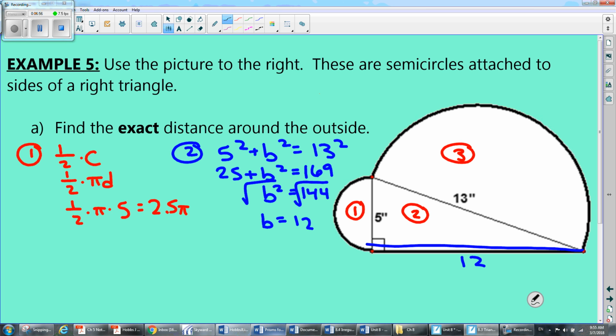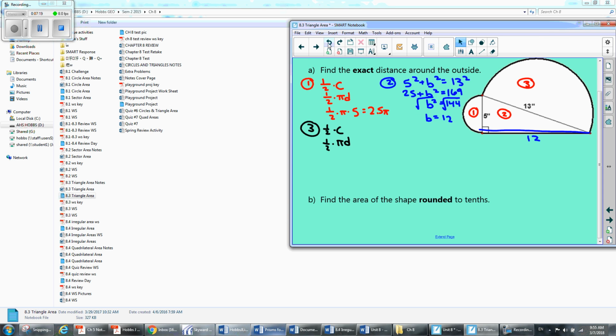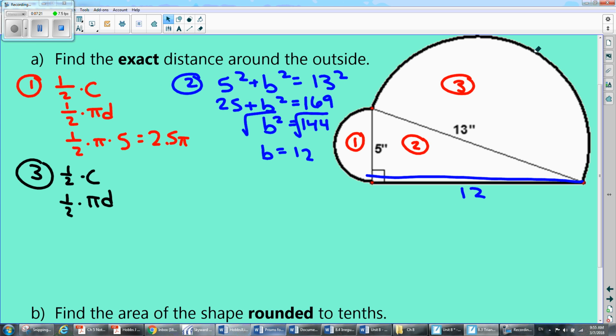Then for shape 3, again, I'm taking 1/2 of the circumference, 1/2 times pi times the diameter. In that circle, the diameter was 13, so 1/2 times 13 pi would give us 6.5 pi.